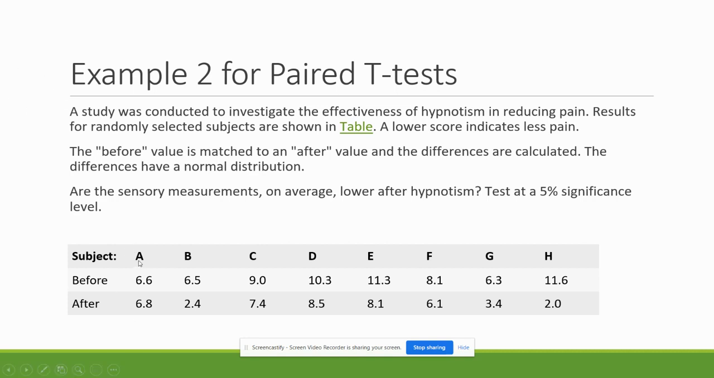Okay, so the subjects, how many people are here? There's 1, 2, 3, 4, 5, 6, 7, 8. 8 people. They just labeled them with letters. This is really common in medical. You don't want to identify your people. So if you give them generalized letters or special numbers that don't mean anything, then you're good. You've got to make sure that you're not identifying anybody. So subject A's before score was 6.6, their after score was 6.8. And remember, a lower score means less pain. So they're trying to see if hypnosis will help lower their pain level.